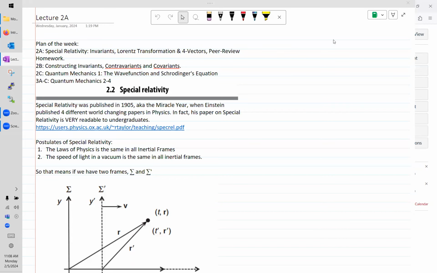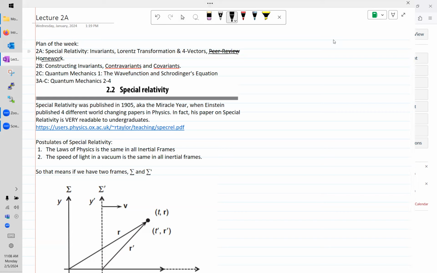Okay. The plan for this week is to cover special relativity, specifically the stuff some of you may not have covered in your modern physics class, which are invariance, Lorentz transformation, and four vectors. Okay. And hopefully we'll do the pre-review for this week's homework at some point in class also.